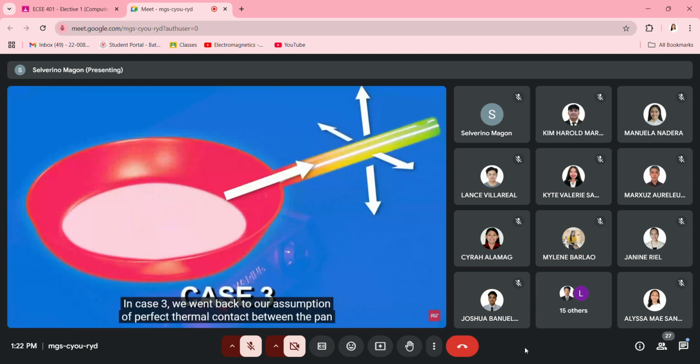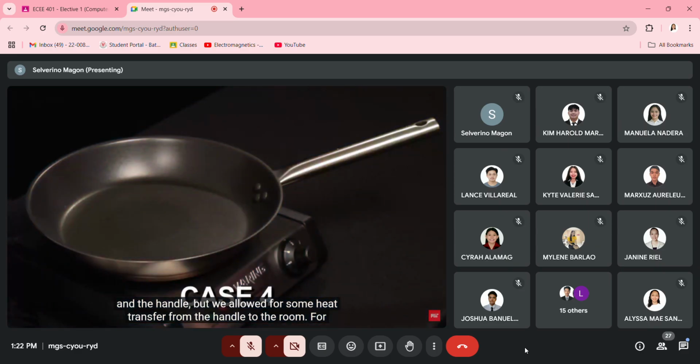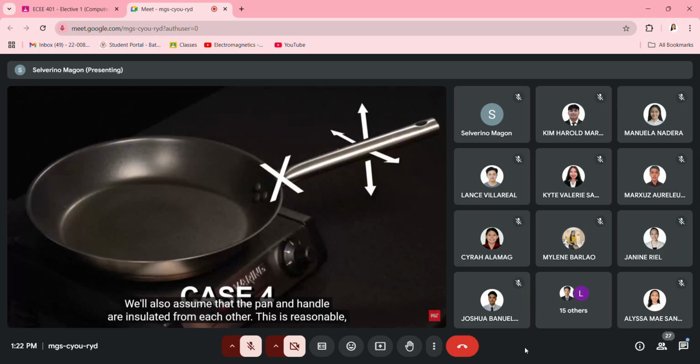In case 3, we went back to our assumption of perfect thermal contact between the pan and the handle, but we allowed for some heat transfer from the handle to the room. For this final case, let's pick and choose the most reasonable assumptions from our previous cases and build from there. We'll assume that the handle can exchange heat with the room. We'll also assume that the pan and the handle are insulated from each other. This is reasonable because if you're a pan designer, you don't want your customers burning their hands.